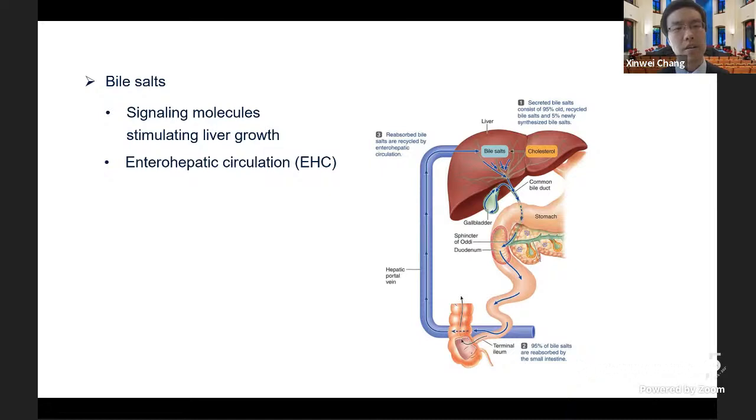Bile salts are signaling molecules that can stimulate liver growth in surgical settings, for example, after partial liver resection, and non-surgical settings, for example, after feeding bile salt. Bile salt undergo the enterohepatic circulation. Bile salt are synthesized in the liver and secreted into the small intestine. In the ileum, 95% of bile salt are reabsorbed by the small intestine and go back to the liver through the portal vein, completing the enterohepatic circulation.